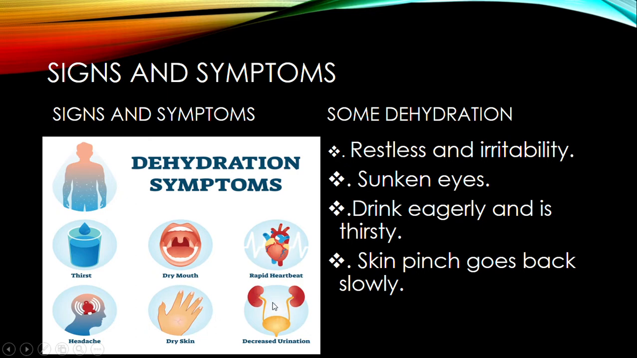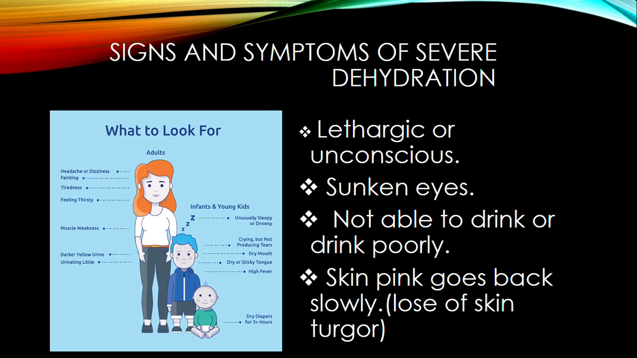Then there is also decreased urine output. This is because this patient has lost a lot of water and electrolytes which are supposed to undergo the urine formation process. Now this person does not have enough water, so urine formation is also affected, and there will be reduced urine output. So these are signs and symptoms of some dehydration.